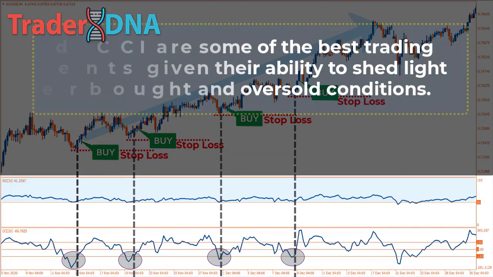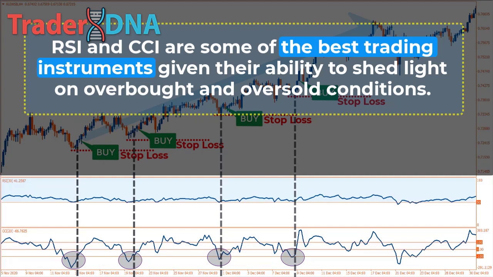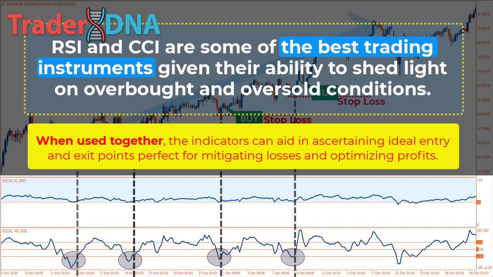RSI and CCI are some of the best trading instruments, given their ability to shed light on overbought and oversold conditions. When used together, the indicators can aid in ascertaining ideal entry and exit points perfect for mitigating losses and optimizing profits.